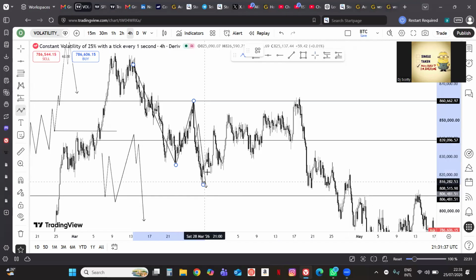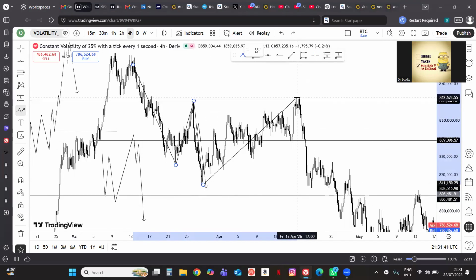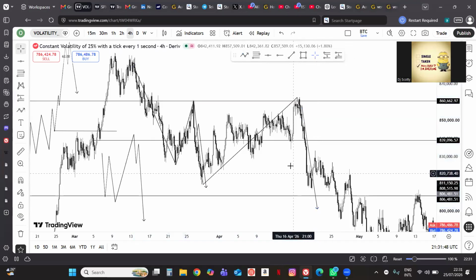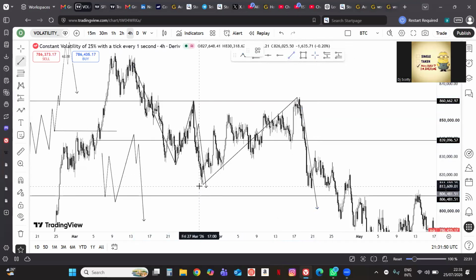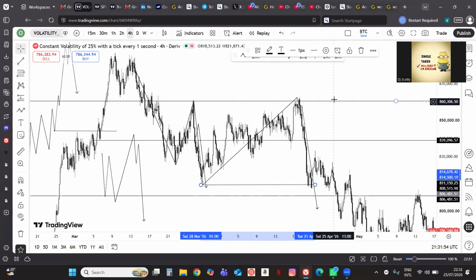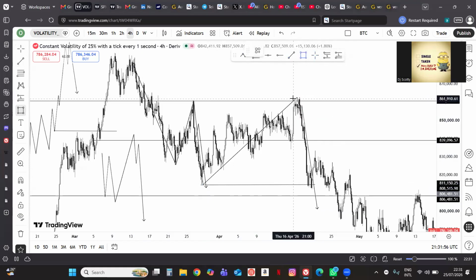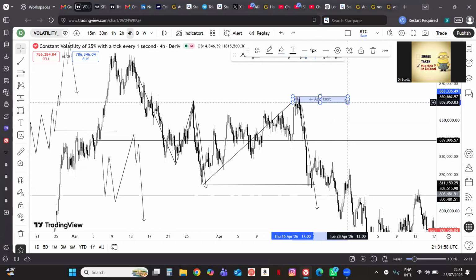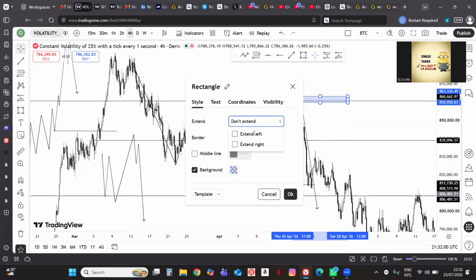Then that inducement is taken out. You can see that inducement is taken out here, right? You can see this liquidity here, and then we can see a break of structure. This is a break of structure here. So what does it mean? It simply tells us that this order block here has become valid.